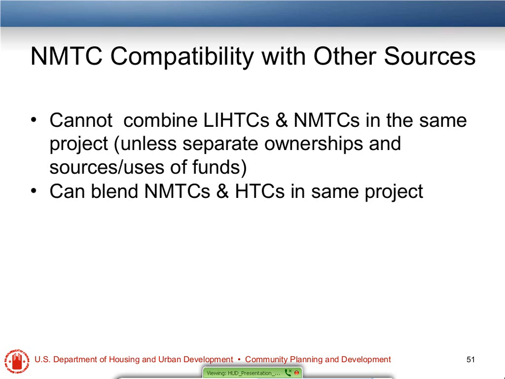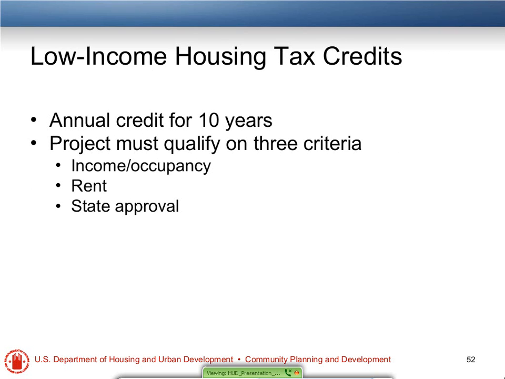New markets, unfortunately, cannot be combined with low-income housing tax credits if the project has the same ownership. You can change the ownership of the commercial and use new markets on that piece and low-income on the residential, but you can't have the same ownership for both pieces and combine the credits. You can, however, combine new markets tax credits and historic tax credits in the same project, and you can combine historic tax credits and low-income housing tax credits in the same project.